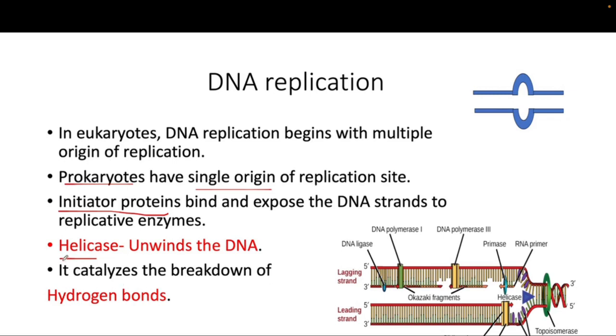Okay, and this enzyme does its job by breaking down the hydrogen bonds. Okay, so as you can see here on the right side, the blue triangle serves as a helicase, and as you can see it is moving towards the right side, and it is breaking down the hydrogen bonds. Remember, I mentioned in the DNA structure that the nitrogenous bases are paired with each other via hydrogen bonds. So the helicase enzyme opens up the DNA by breaking down the hydrogen bonds.